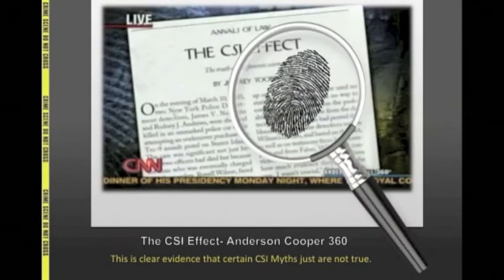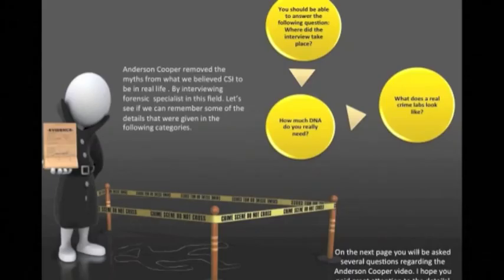Myths are just not true. Anderson Cooper removed the myths from what we believe CSI to be in real life by interviewing forensic specialists in this field. Let's see if we can remember some of the details that were given in the following categories. What you should know, rookies, is you should be able to answer the question, where did the interview take place? How much DNA do you really need? What does a real crime lab look like? On the next page, you will be asked several questions regarding Anderson Cooper's video. I hope you pay great attention to detail.